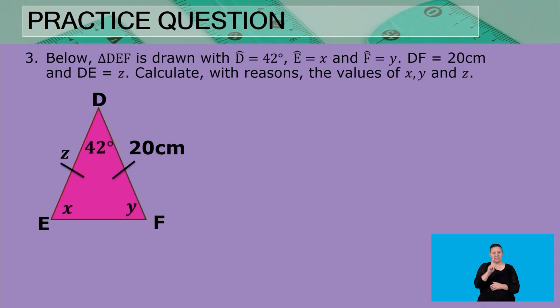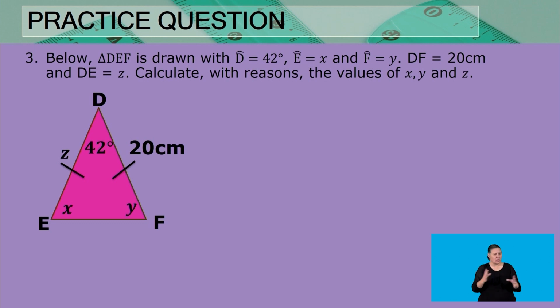Let's move on to our next question. Now, the next question says, below, triangle DEF is drawn with angle D equal to 42 degrees, angle E is X, and angle F is Y. DF is equal to 20 centimeters and DE is equal to Z. So calculate with reasons the values of X, Y, and Z.